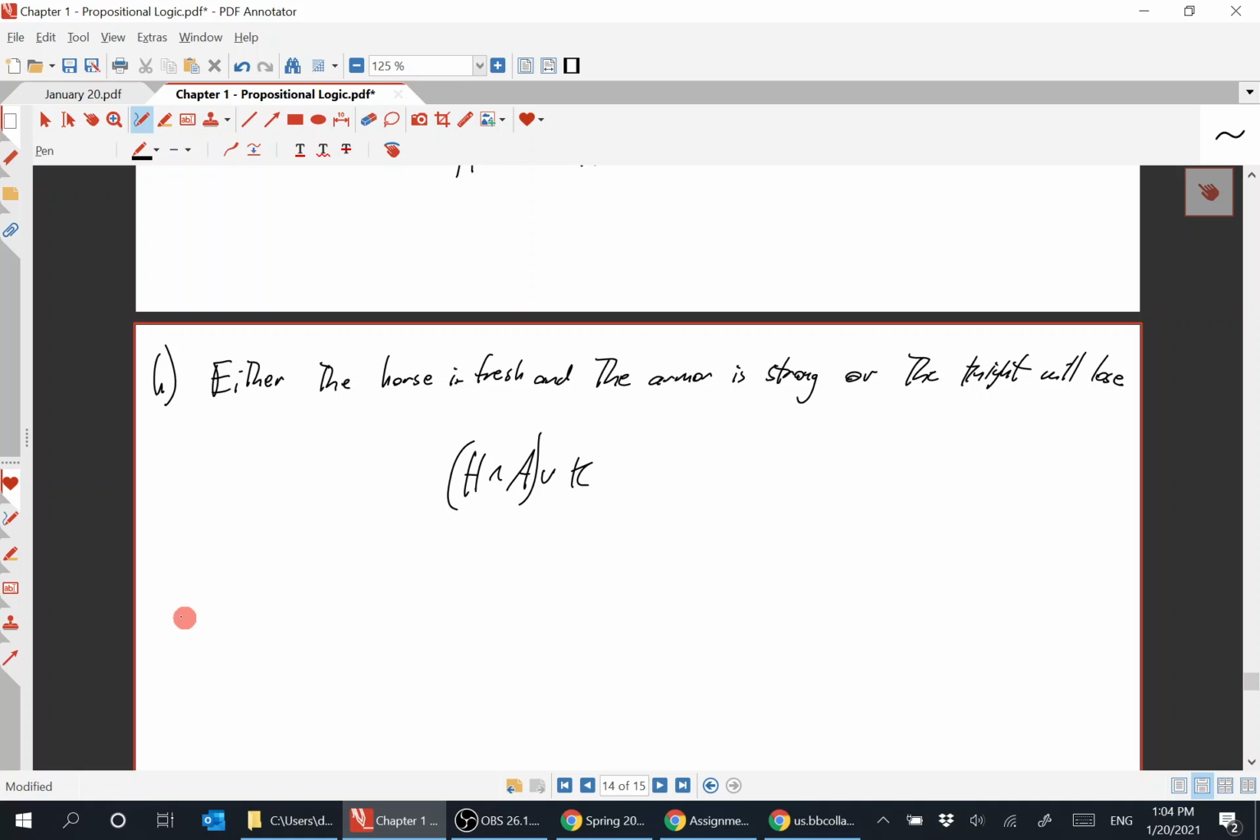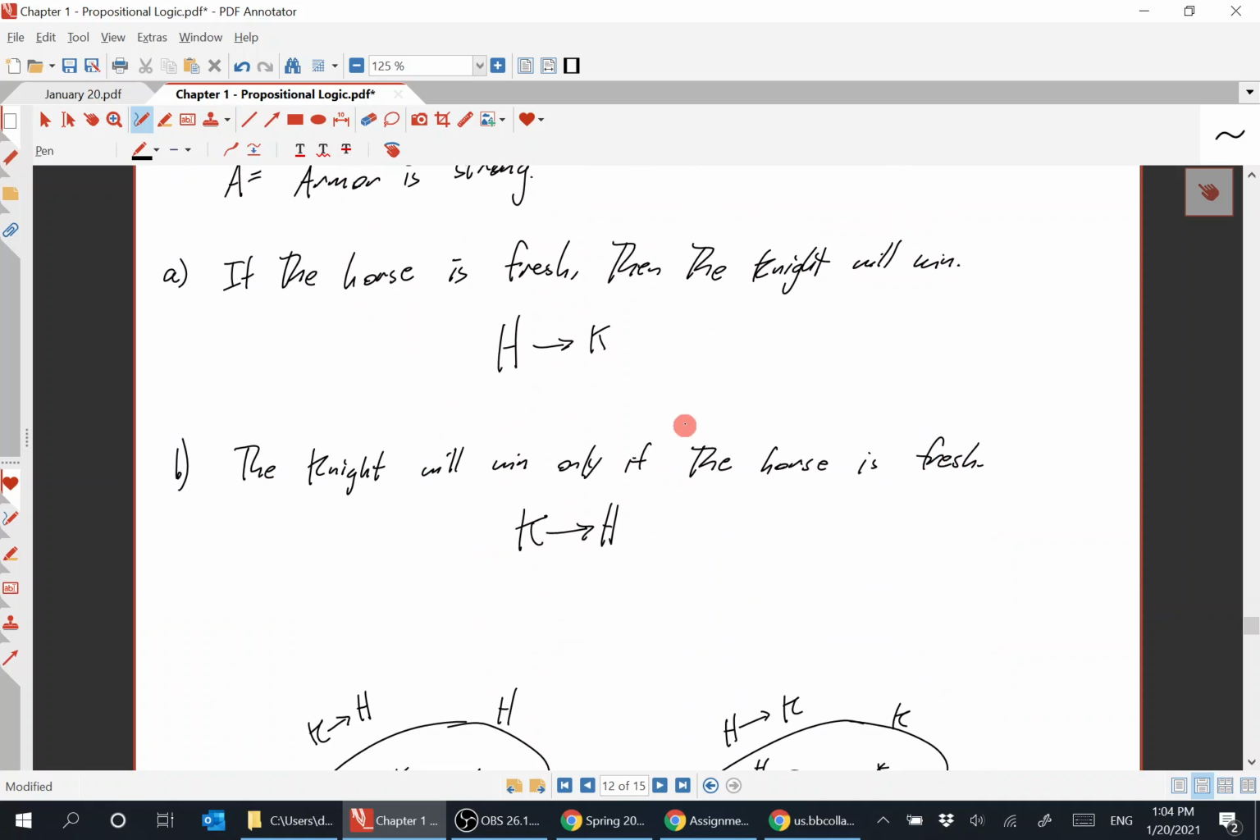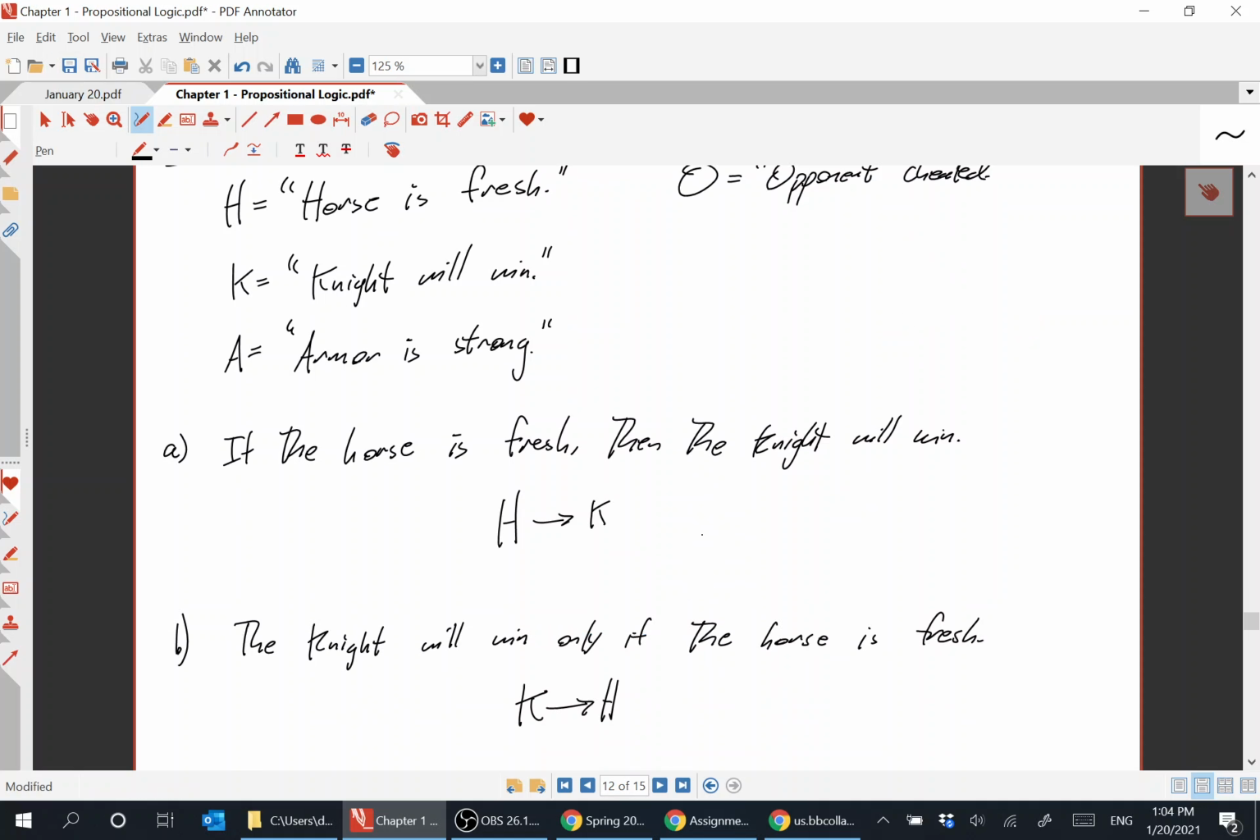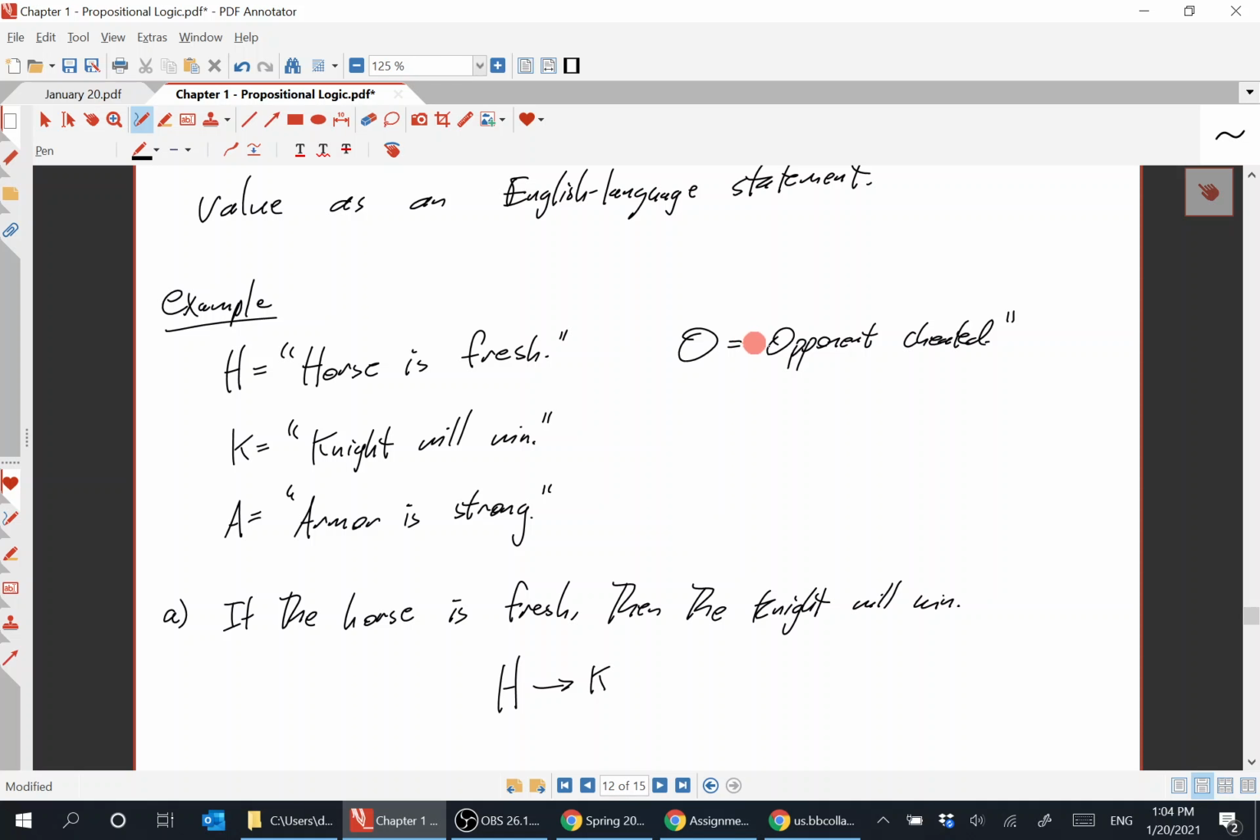Or if you had something like this, H, I guess we need another proposition for what I'm about to do. Horse is fresh, knight will win, armor is strong. O is the opponent cheated. I guess I should say the opponent.